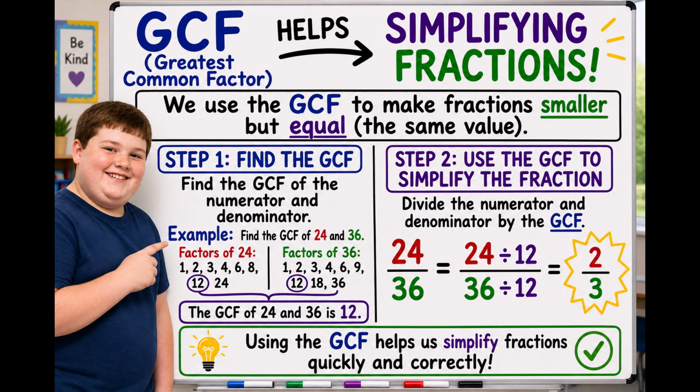Remember, to simplify a fraction, find the greatest common factor of the numerator and denominator. Then divide both numbers by the GCF. The fraction becomes smaller, but its value stays the same.